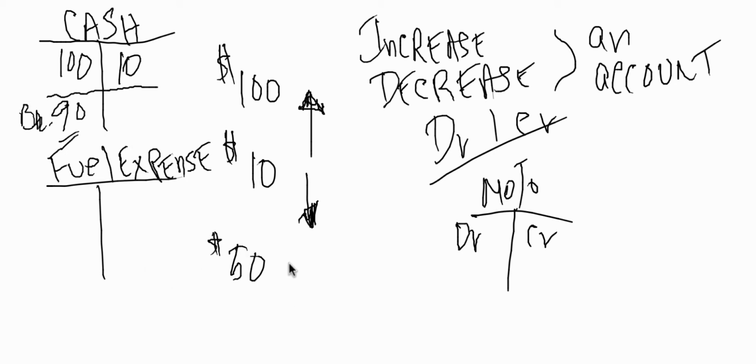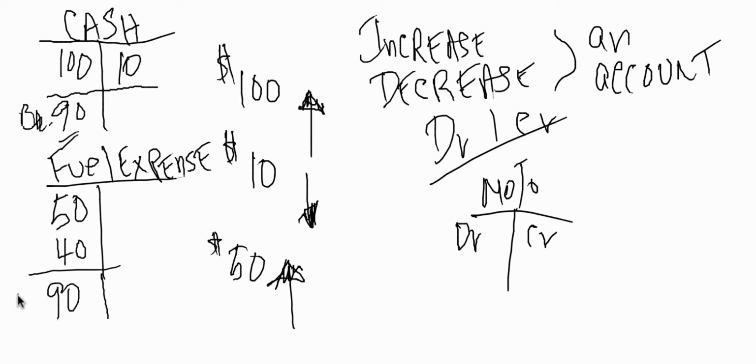And of course, I am increasing this account because the more, we'll put 50 debit here, the more I spend on fuel, the larger and larger this number is going to get. For example, today I spent 50. Tomorrow I'm going to spend 40. Now, is this account increasing? Yes, it is. And the balance that I have spent on my fuel so far is 90. All right, great. Now, that's an increase. Let's take a look at a decrease.